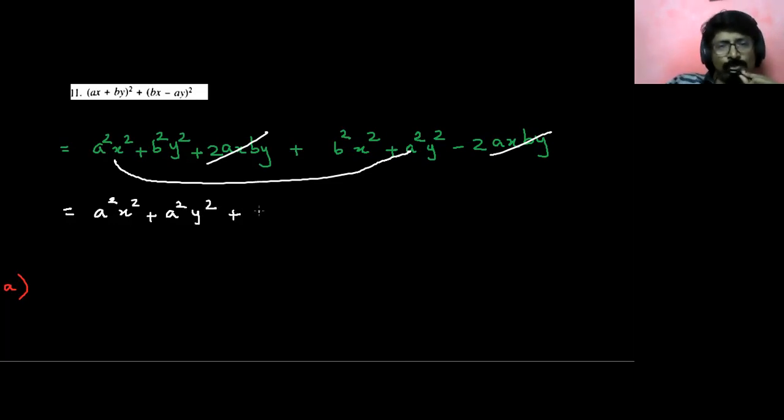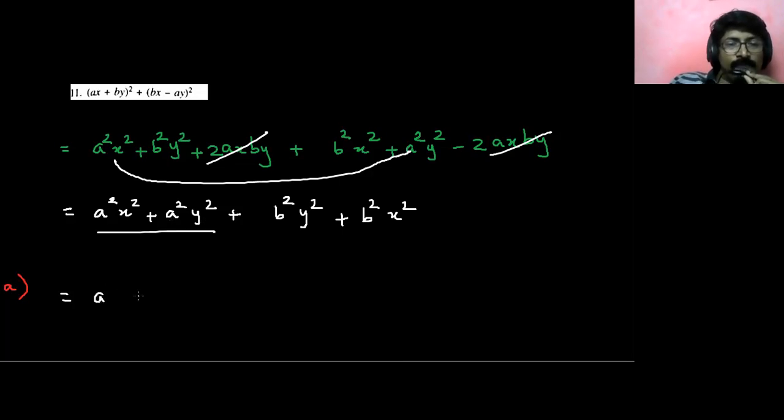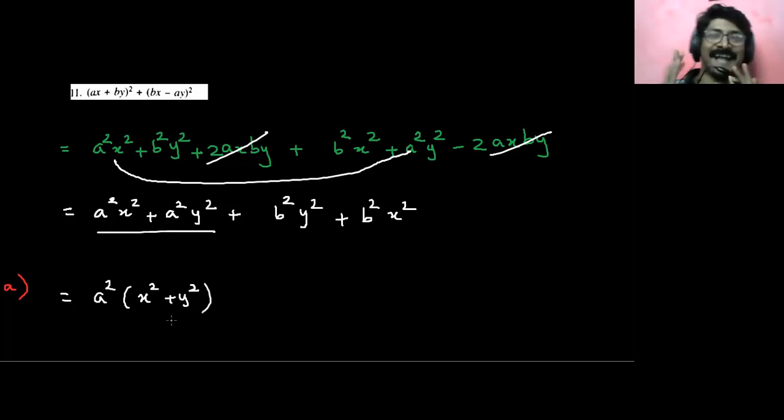While doing maths, you should be very confident. B square y square plus b square x square, isn't it? Now what is to be done? Okay, from these first two terms, a square can be taken out common. So left over inside the bracket is x square plus y square. I hope you are understanding, isn't it? It's really fun, guys. It's really interesting.